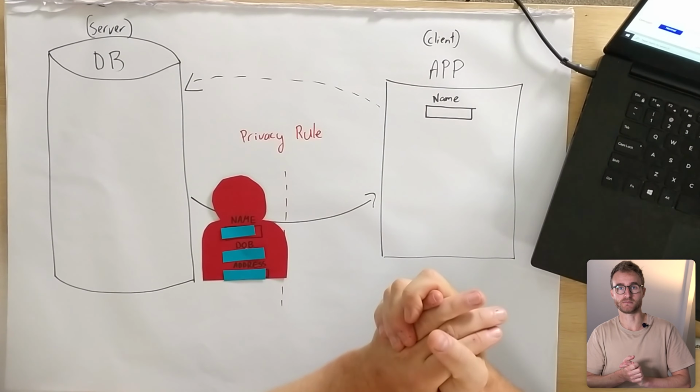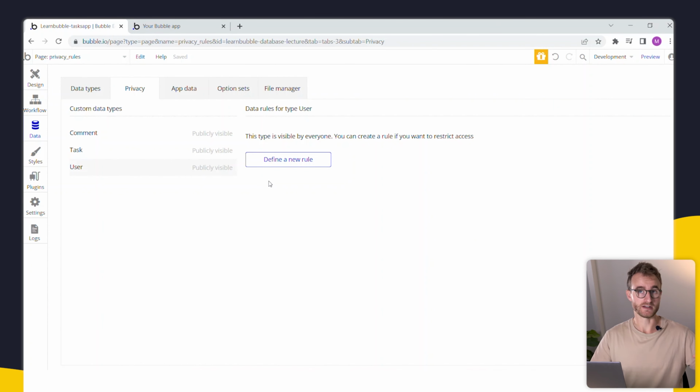How we set that up in Bubble is via this data tab here. We've got this privacy tab here, okay? And we set a privacy rule for every individual data type. We set the restrictions per data type. So for a user, we might define a new rule, and we might call this the current user rule.